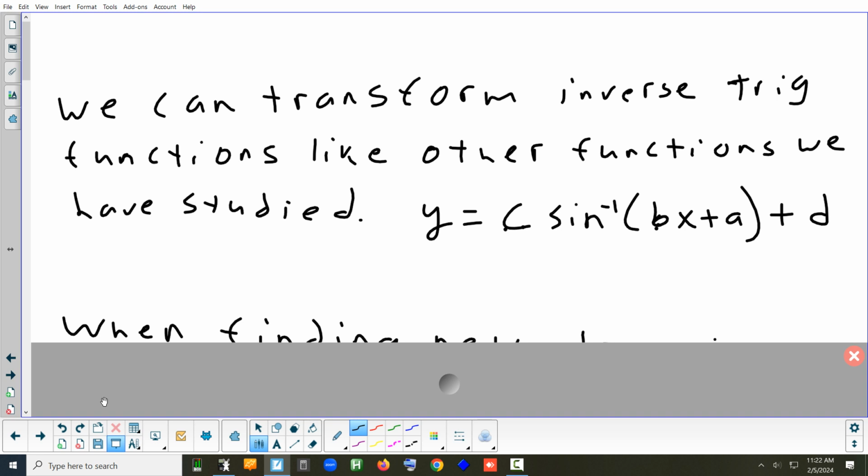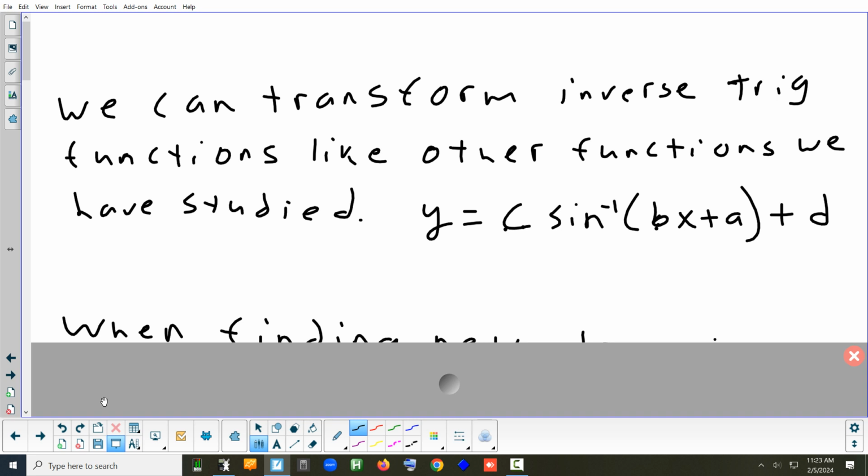Which out of the A, the B, the C, and the D, which ones would affect the domain? The ones that would affect the domain are only going to be A and D. B and C are not going to affect the domain. It'll just change what the graph looks like. Well, actually, I'm pretty sure C is also going to affect the graph. They all affect something. Two of them affect the domain and two of them affect the range.